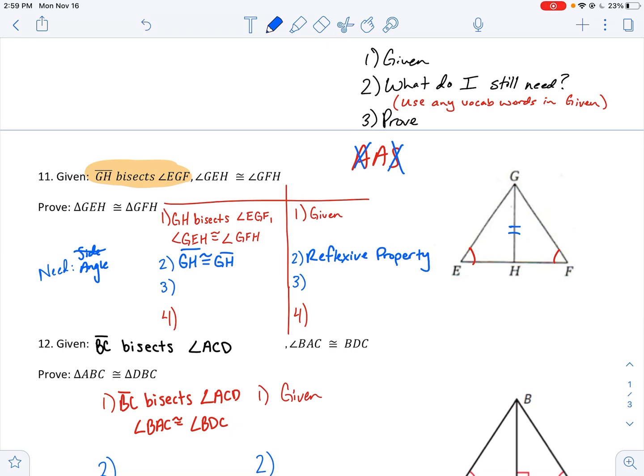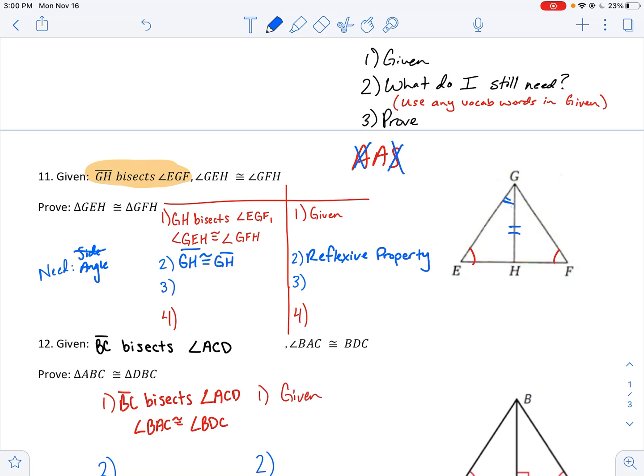And I don't see any vertical angles in here, but what I can do is I can look back at the vocab words in my given statement. And I'm given that GH in the middle here, GH bisects EGF. So that orange line bisects this big highlighted angle. And what does it mean to bisect something? Well, it means to cut it in half or into two equal pieces.